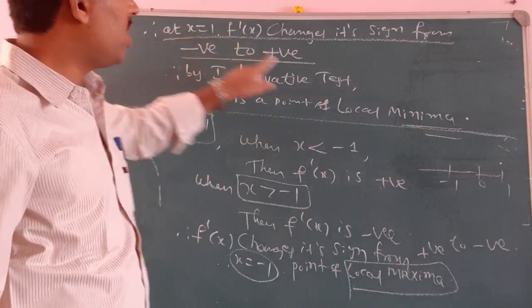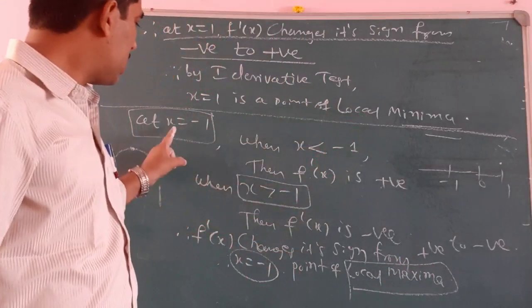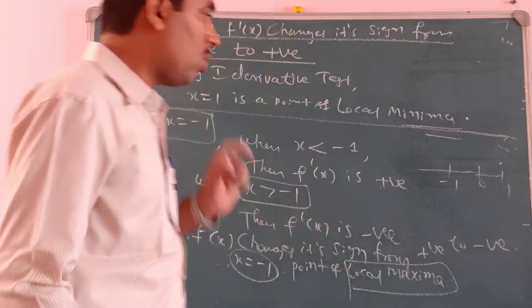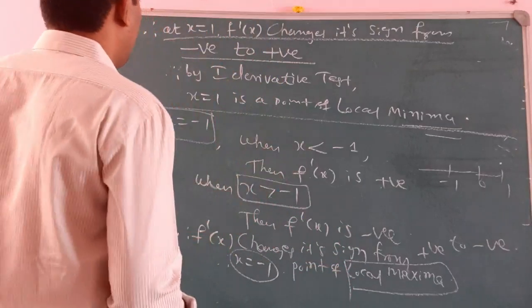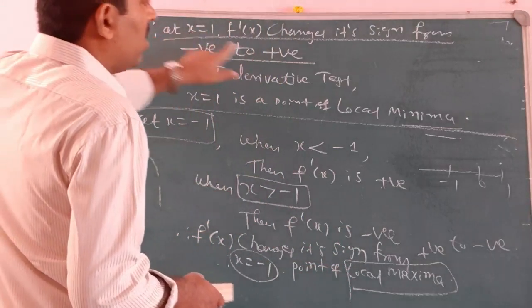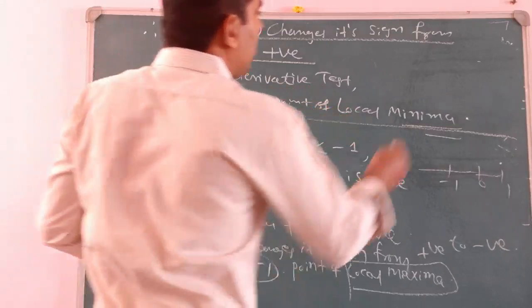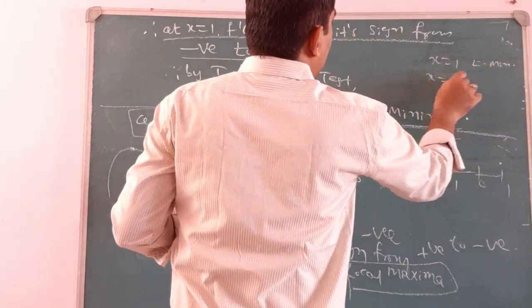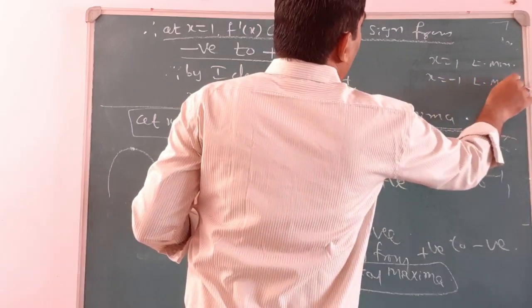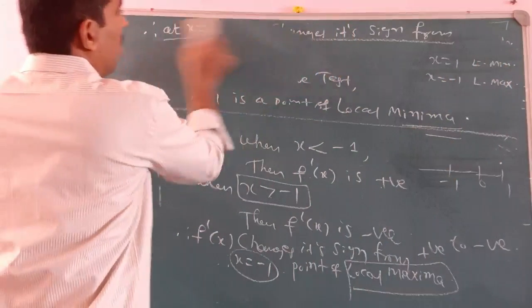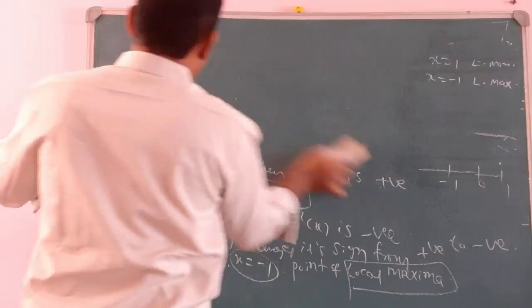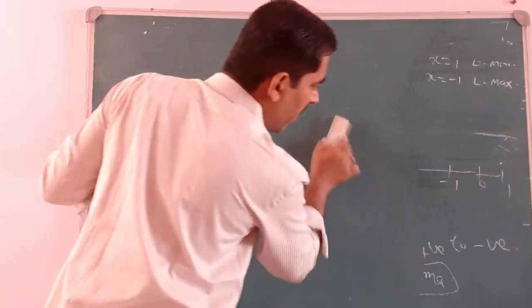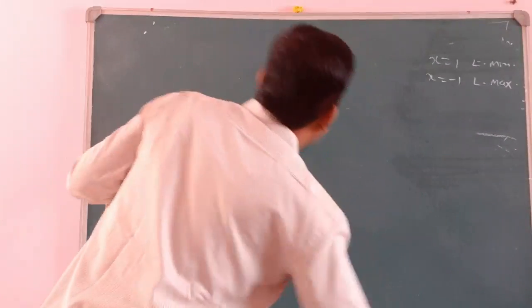So we got 2 points. x is equal to 1 is a point of local minima, and x is equal to -1 is a point of local maxima. These are the 2 points we got. Then we have to find out the values also. So how can we find the values?